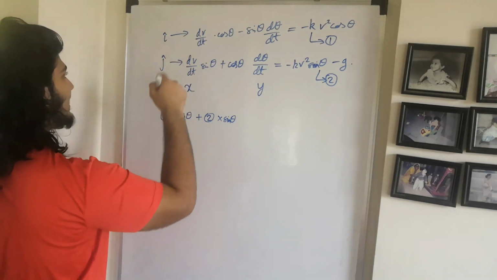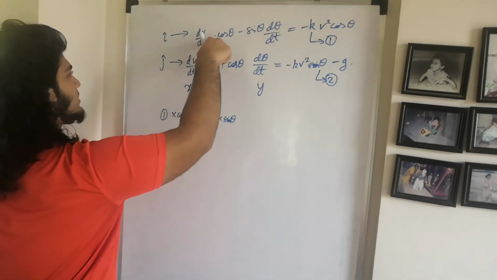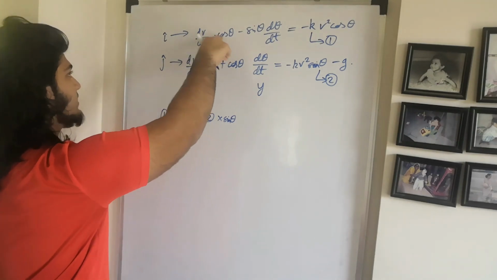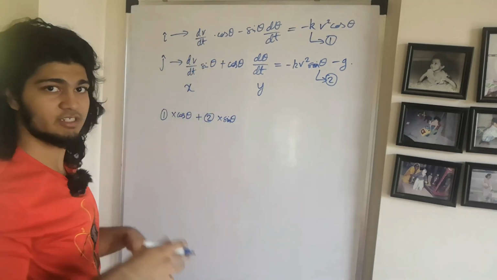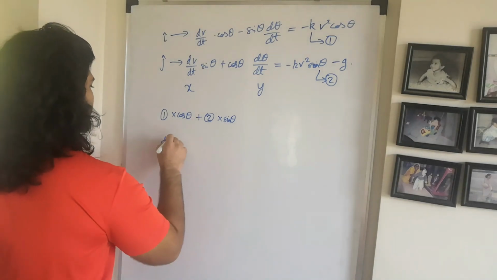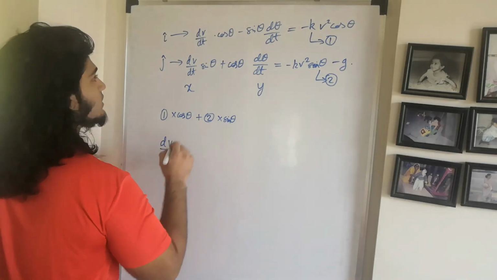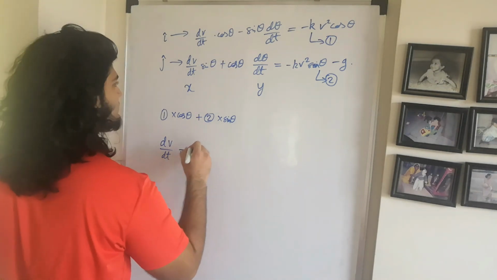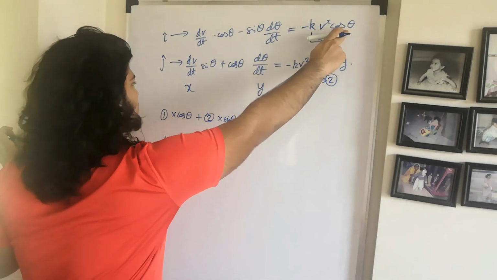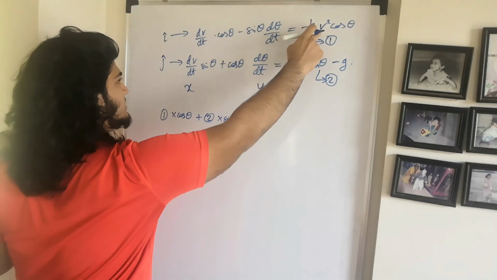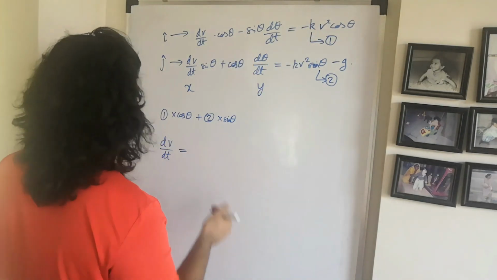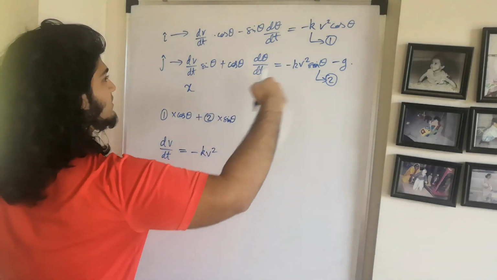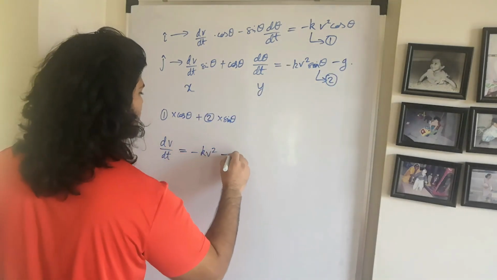So if you add these two, then first of all notice that this will become cos square, this will become sin square, and you'll have dv by dt cos square plus dv by dt sin square, which is just dv by dt. So you'll have dv by dt, and these two will cancel out as we already saw, and then this is equal to, and once again over here you'll have cos square, sin square, and minus kv square as a common factor, so this will just be minus kv square in total, and then you'll have g sin theta.